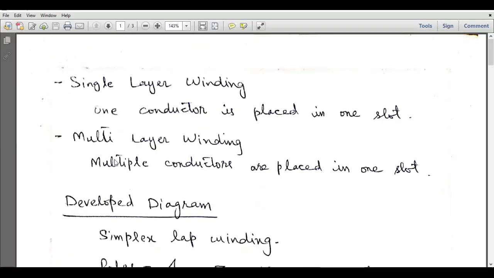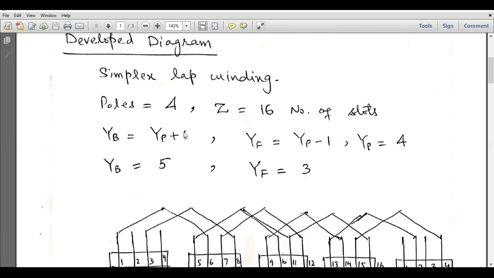So first of all, there are two types of windings as far as the number of layers are concerned. First is called single layer winding, second is called multi-layer winding. If we have one conductor per slot, then this is called single layer winding. If we have multiple conductors per slot, then this is called multi-layer winding.